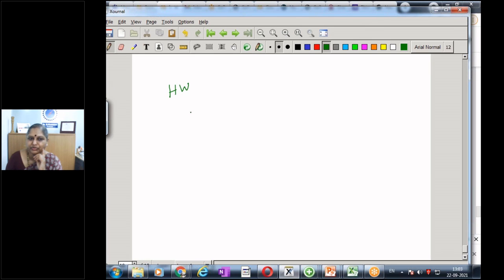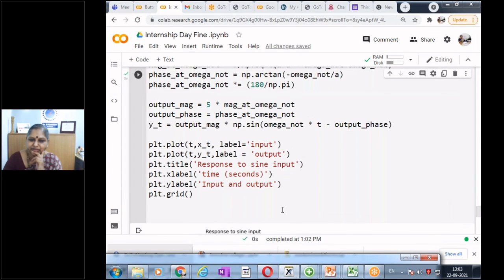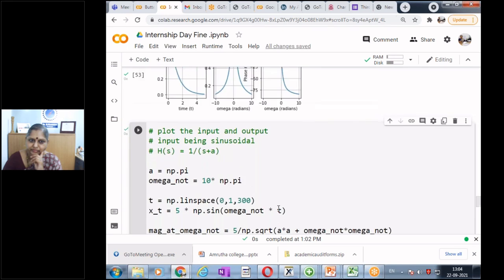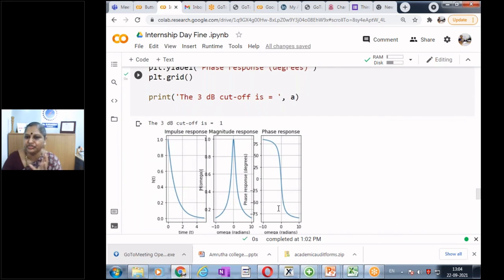Now suppose I give you a homework as H of s is, say, s by s plus a. Shall we try this example right now? Okay, I think we'll not confuse it. You can try for homework and see whether you are able to get it.